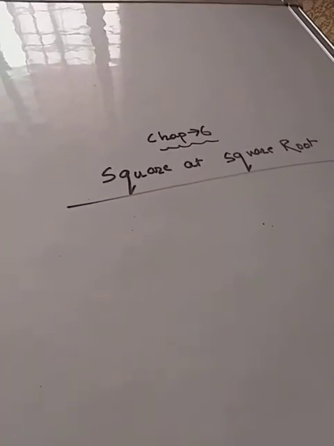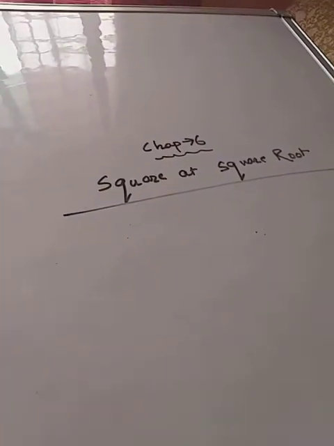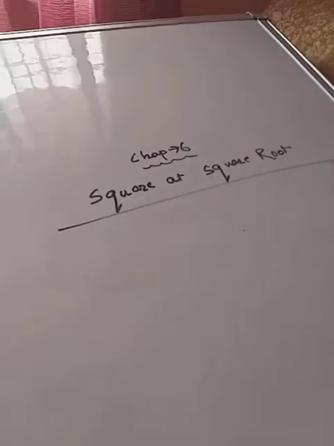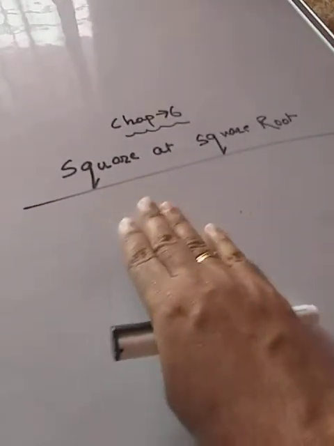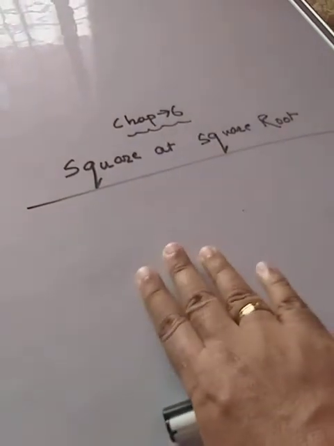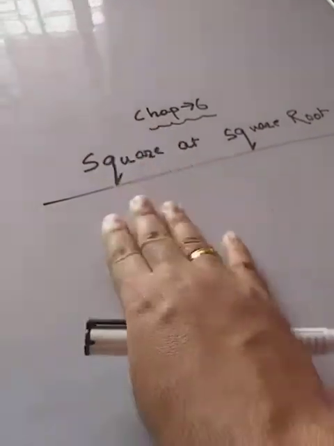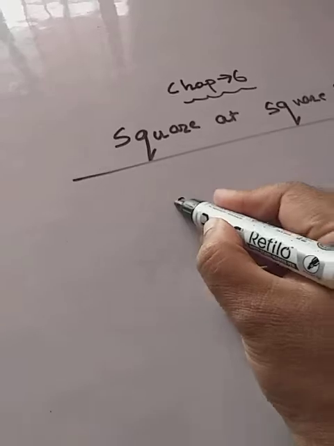Hello students, today we'll start chapter 6, that is squares and square roots. There are two topics that we'll discuss in this chapter, squares and square roots. So we'll begin with squares. What is a square?